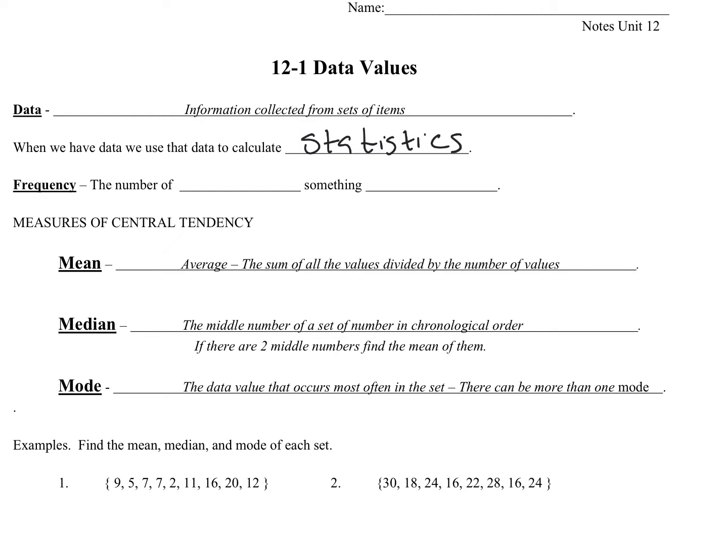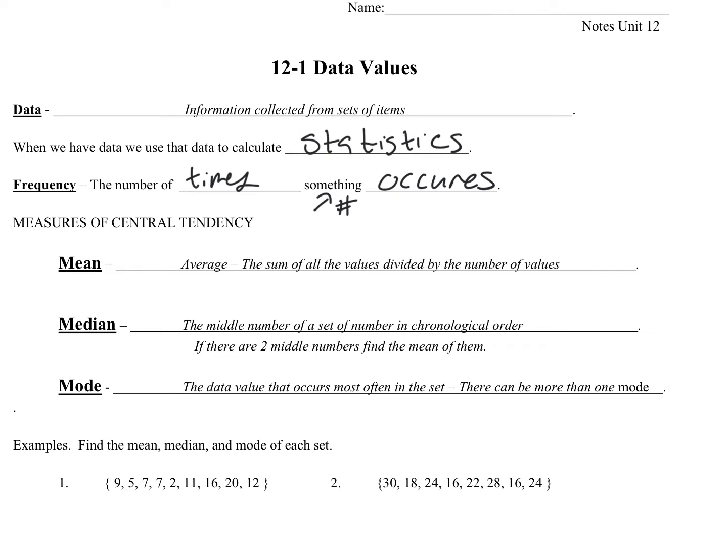Okay. So we have a couple of vocabulary words that we need to make a definition for or review the definition of. So frequency is simply the number of times that something occurs. So for our purposes, that something is typically going to be a number. And we're going to be focusing on what's called the mean, median, and mode.